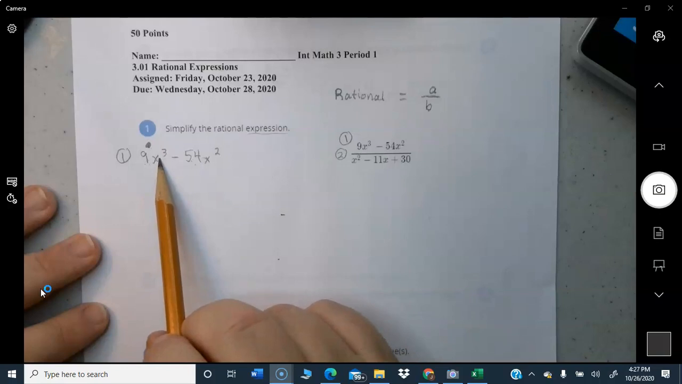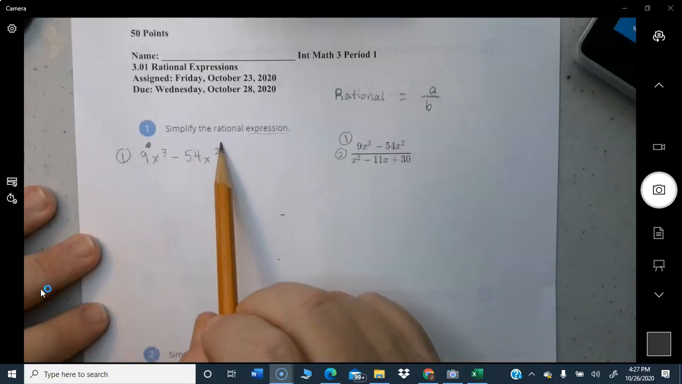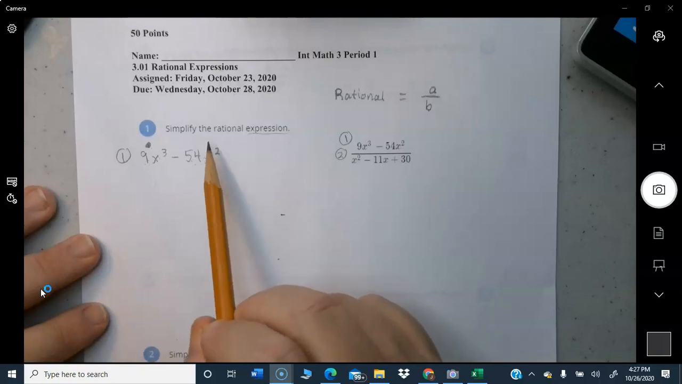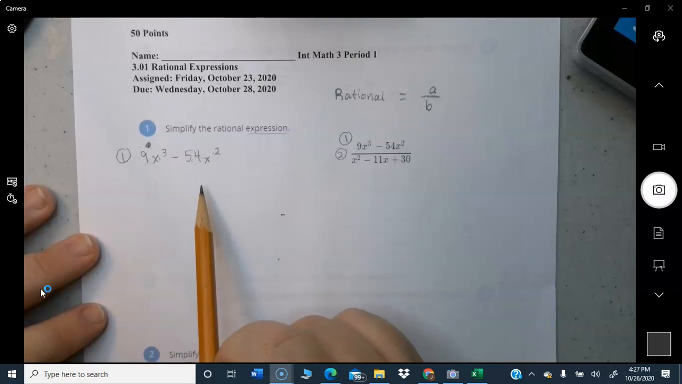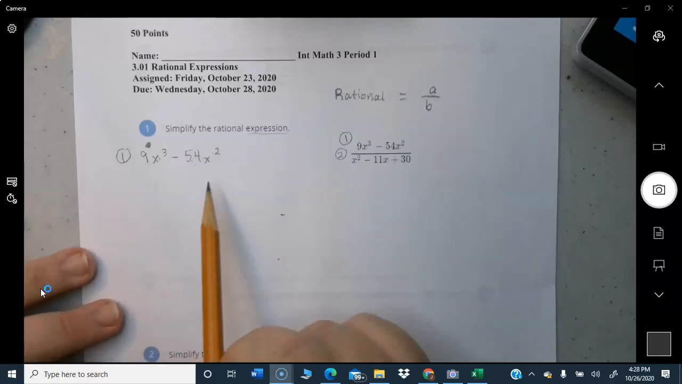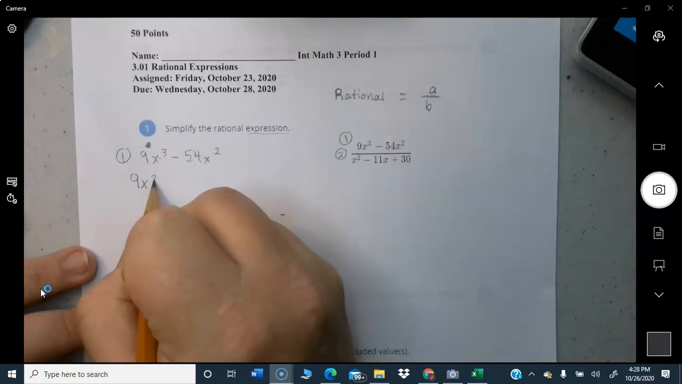Now, what about this? You got x to the third and x squared. I think most of you are kind of catching on that what they both have in common is an x squared. There's x times x times x, and there's x times x. So they both have x times x in common. That's x squared. So we can pull out a 9 and an x squared.